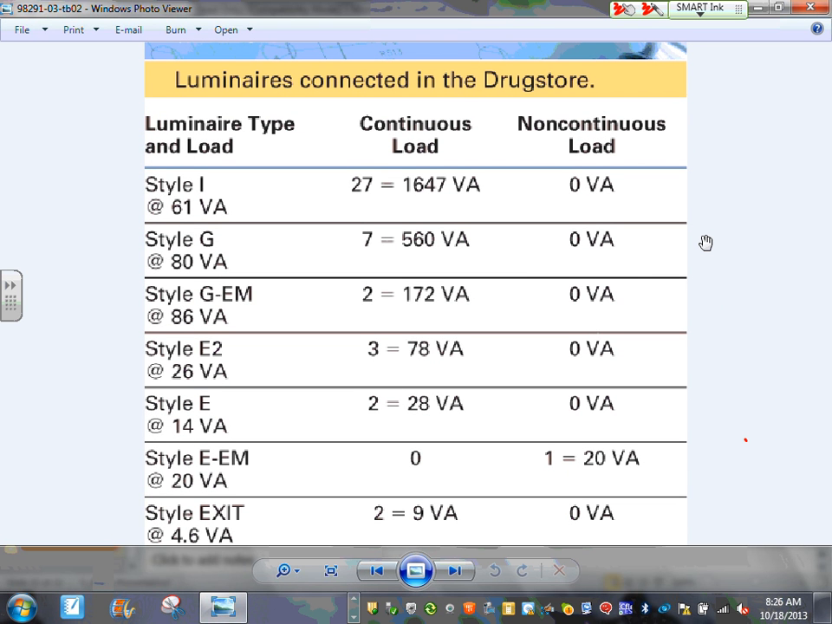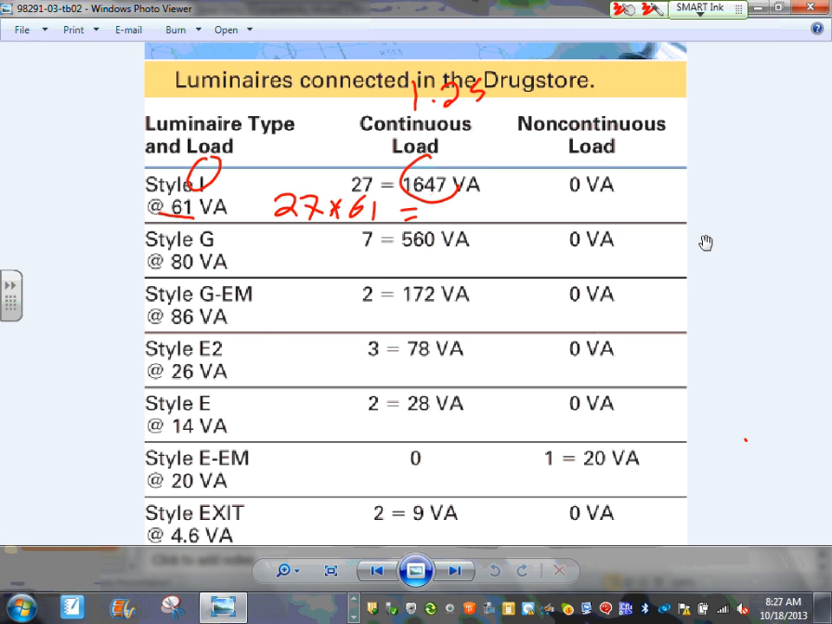They have a style I, fixture I. It's 61 volt amp coming from the manufacturer. There's 27 of them. So I think this continuous load is 27 multiplied by 61. Can you do the math? Somebody do the math. That's your volt amp, and it is under continuous, 1.25.